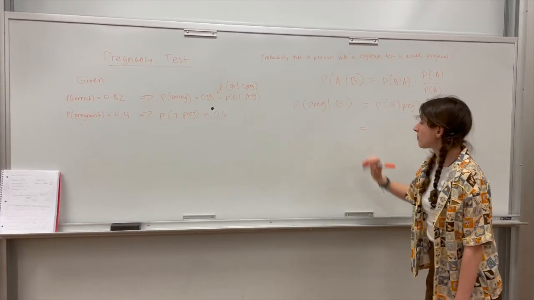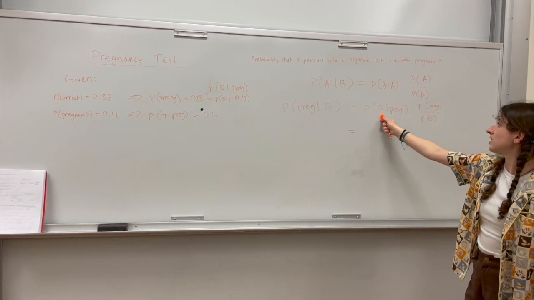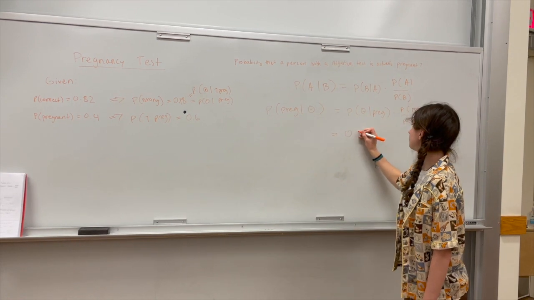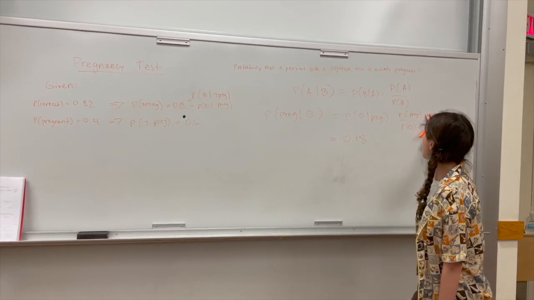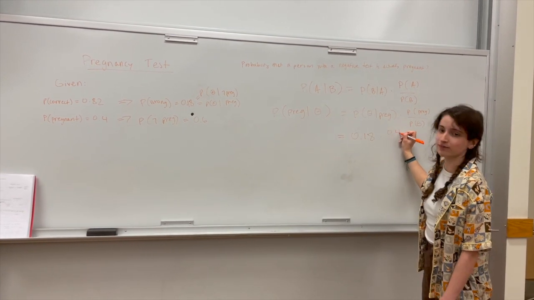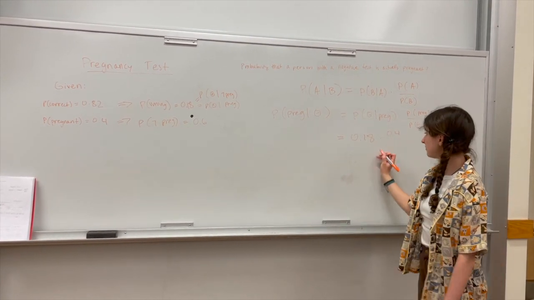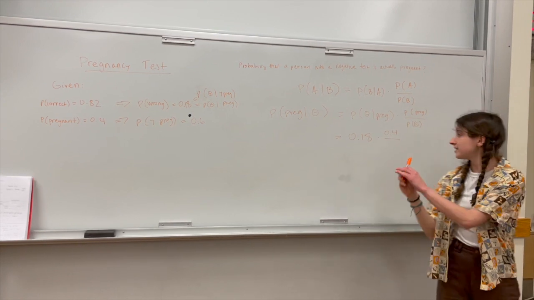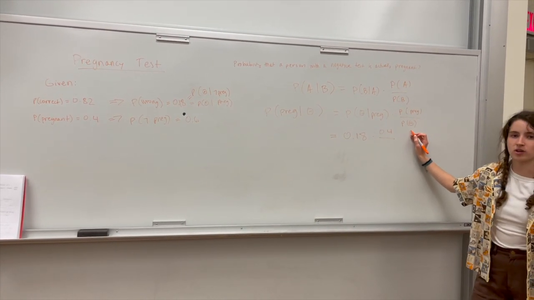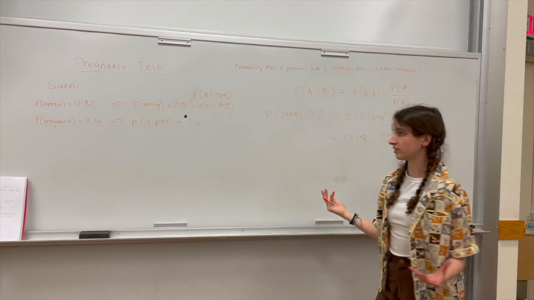So we know that the probability that the test is negative given that they're pregnant, that's wrong, that's 0.18, times the probability that they're pregnant, that is 0.4, that was given to us in the initial problem. Then, finding the probability of a negative test is a little more complicated because this could depend on if the person's pregnant or not pregnant.